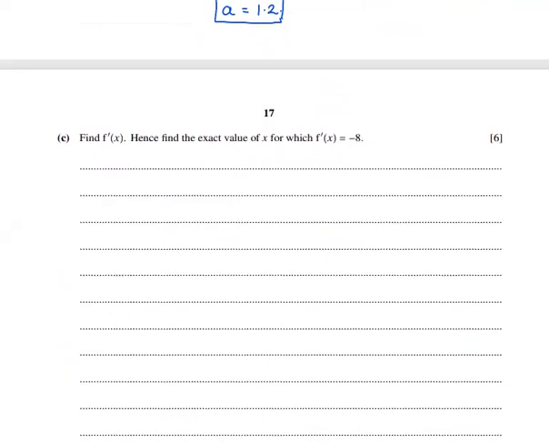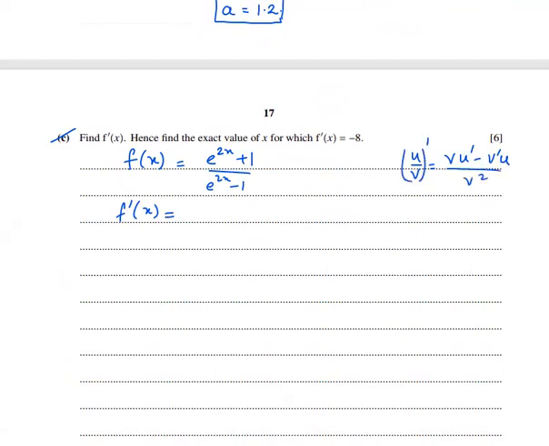Moving on to the next one, we have to find f dash of x, hence find the exact value of x for which f dash of x is equal to minus 8. So we have f of x equals e to the power 2x plus 1 divided by e to the power 2x minus 1. So f dash of x, we have to apply the u by v rule. The u by v rule is v as it is, differentiate u, minus differentiate v, u as it is, divided by v square. Okay, this is question 2.